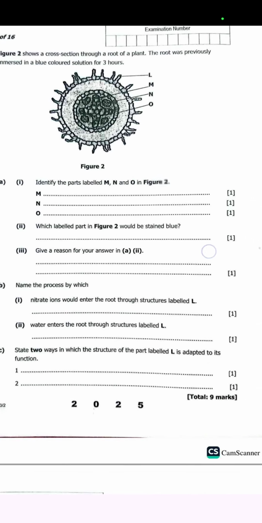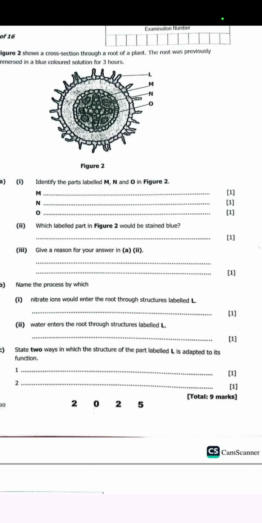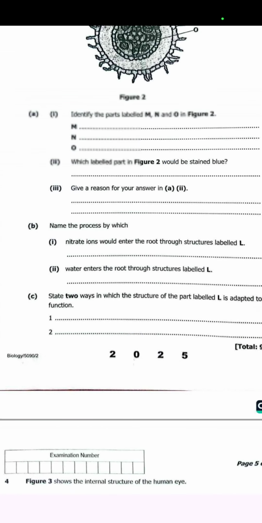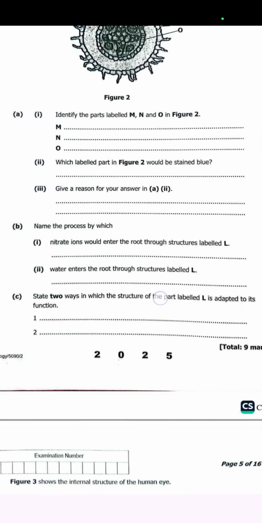So again you have got 1 mark. So in total you have 5 marks out of 9. So we are still moving. So we've got B where we have 1 and 2.